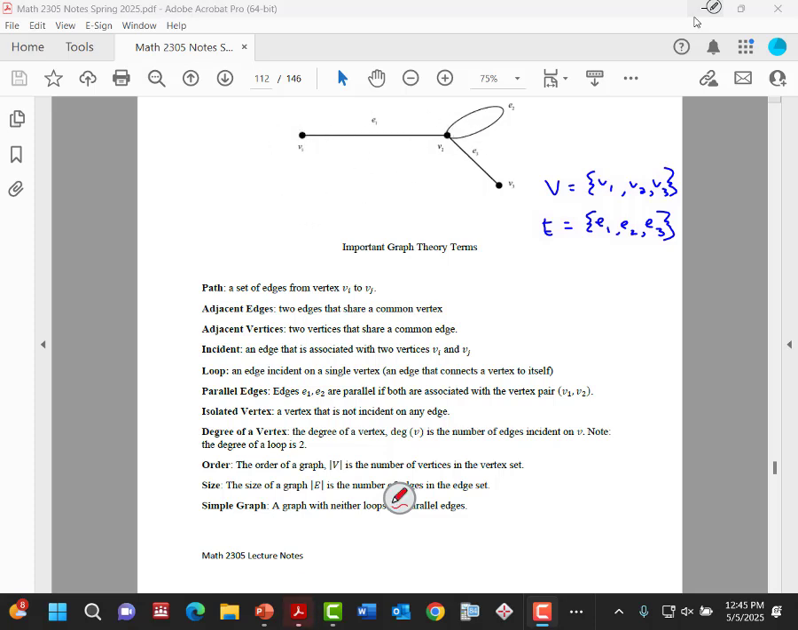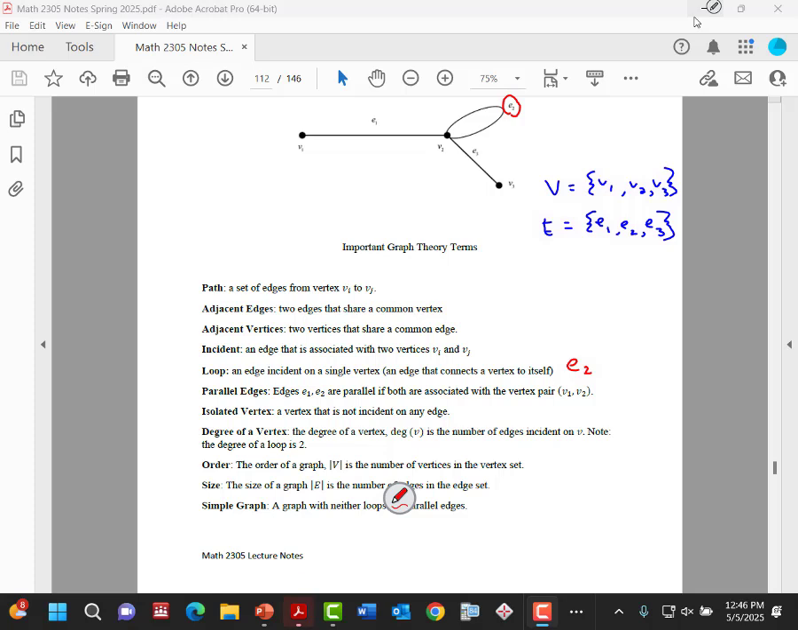A loop is an edge incident on a single vertex. In essence, an edge that connects a vertex to itself. So in this graph that we are looking at right here, edge E2 is a loop because it connects vertice V2 to itself.